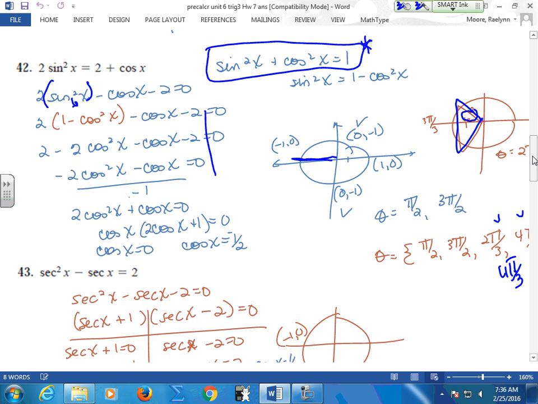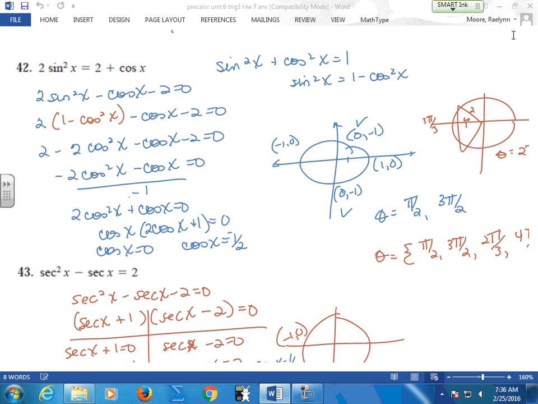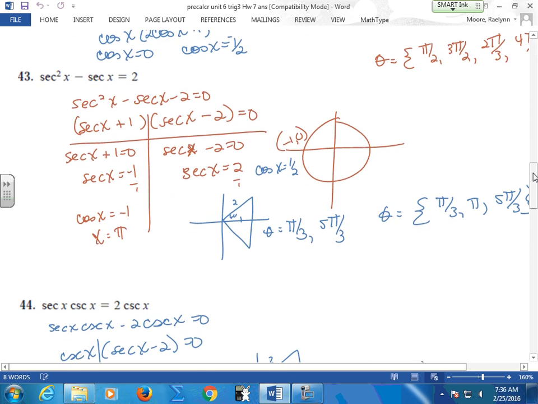You only had to go from 0 to 2 pi. If we went from 0 to 4 pi, how many solutions would we get? 8. Questions on this? Okay.